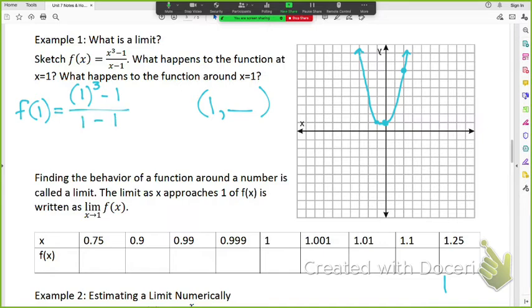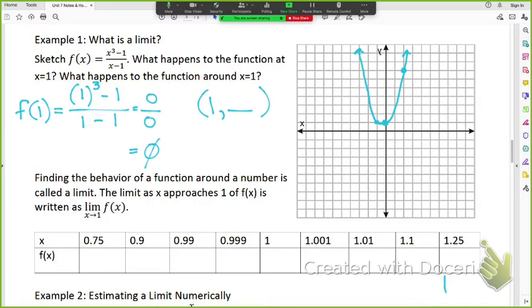0 over 0. Anyone know what that actually is? It's not actually 0. Undefined. It's undefined. Okay? Anytime you have 0 on the bottom of a fraction, you get undefined back out. So officially from that equation, is there a value of y when x equals 1? No, there's not officially.